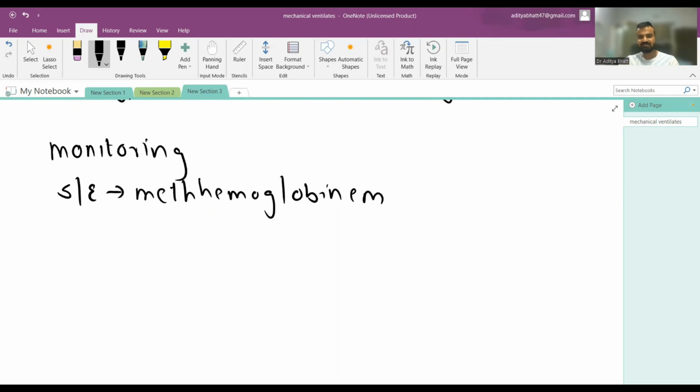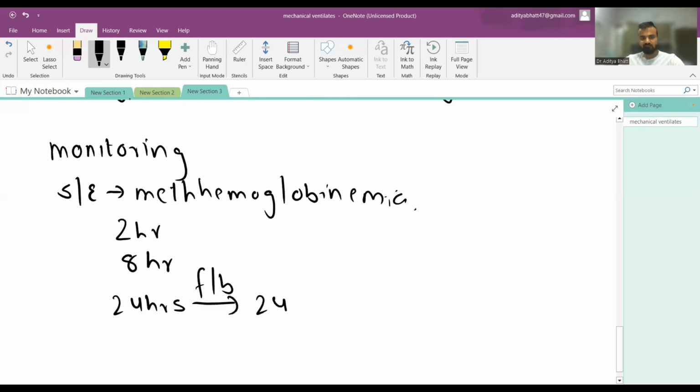What happens is this nitrogen that goes into the bloodstream will cause the nitrogenation. The nitrogen will increase in the bloodstream, and it will lead to methemoglobinemia. So the measurement of methemoglobin levels is done at 2 hours, 8 hours, and then 24 hours, followed by 24-hourly measurement.